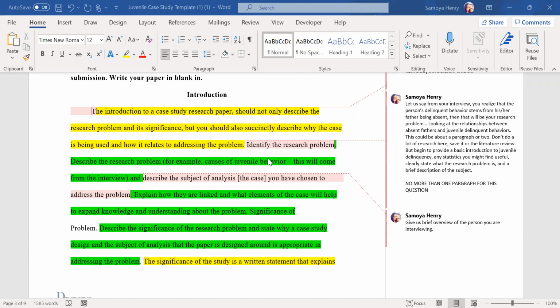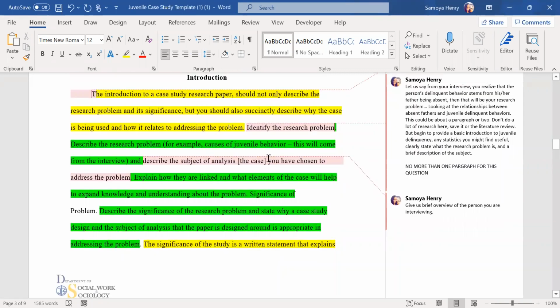This is just a learning opportunity here in yellow to describe what an introduction to a case study does. That's it. It's not telling you to do anything. It's not asking you to write anything here. It's just explaining to you what an introduction in a case study is.